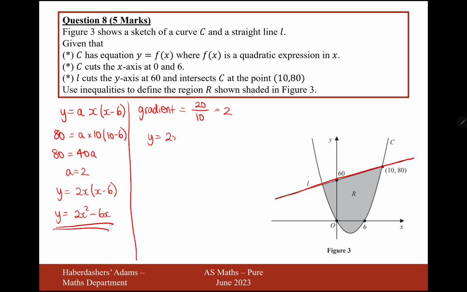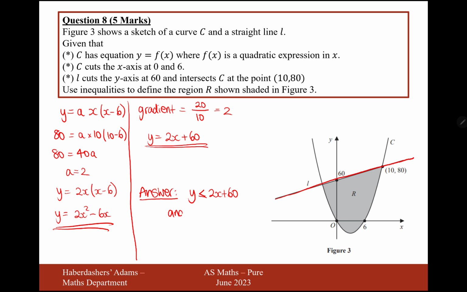So therefore the equation is going to be y equals 2x, and we definitely know the y-intercept is 60, so 2x plus 60. So therefore, let's now use inequalities to define the region. So if we want it to be below the straight line, this is us starting to write our final answer now. We want it to be below the straight line, so we have to say that y is less than or equal to 2x plus 60. It's definitely equal to because the lines are all solid.